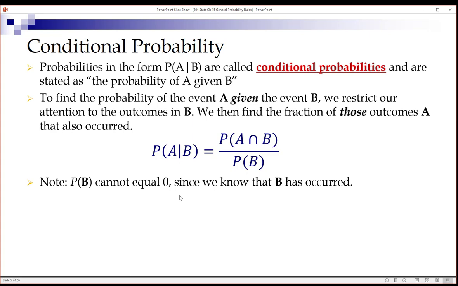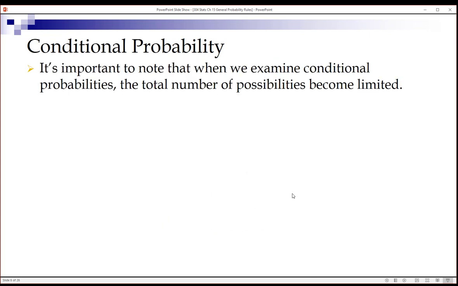And because of the fact that B has already occurred, there's no way that the probability of B can be 0. We could also turn it around. We could say that the probability of B given A is equal to the probability of A and B divided by the probability of A. So just depending on what you're given, if you're given A or if you're given B, you're going to use the respective probability rule.